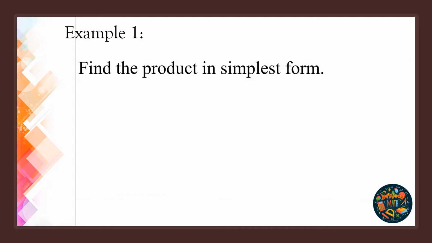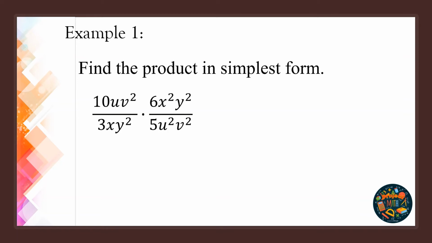Let's have our first example. Find the product in simplest form. So let's say we have 10uv squared over 3xy squared multiplied by 6x squared y squared over 5u squared v squared. As you can see, the GCF of 10 and 5 is 5. So divide natin yung 10 and yung 5 by the GCF. So 10 divided by 5 is 2 and 5 divided by 5 is 1. Sa 6 and 3, ang GCF naman nila ay 3. So 6 divided by 3 is 2 and 3 divided by 3 is 1.